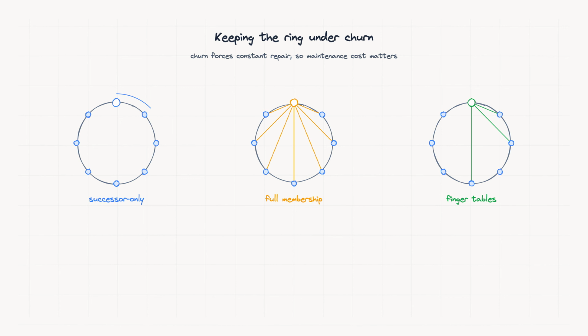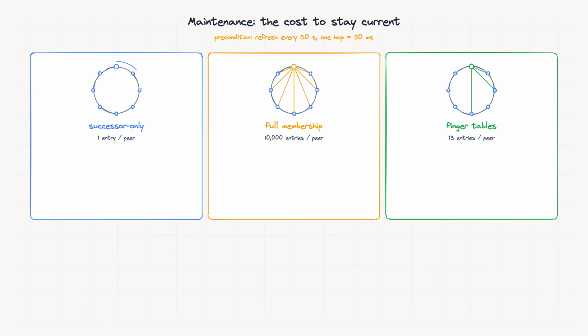Every entry a peer stores has to be refreshed periodically, say every 30 seconds. Still at 10,000 peers, watch how far apart the three land. Successor only keeps one entry per peer. Refresh that one entry every 30 seconds, and across 10,000 peers, that's 10,000 refreshes every 30 seconds. 10,000 divided by 30, about 333 a second for the whole network.